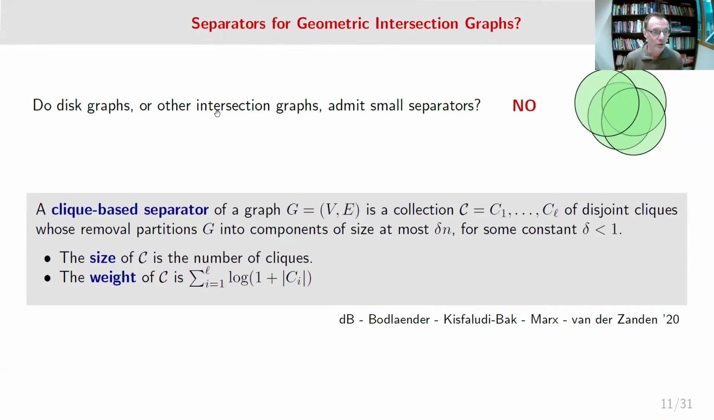You see the formal definition here. It's a collection of disjoint cliques. If you remove the cliques, you get a nice balanced separator. And the size of this separator is not the total number of nodes in the cliques, but just the number of cliques.